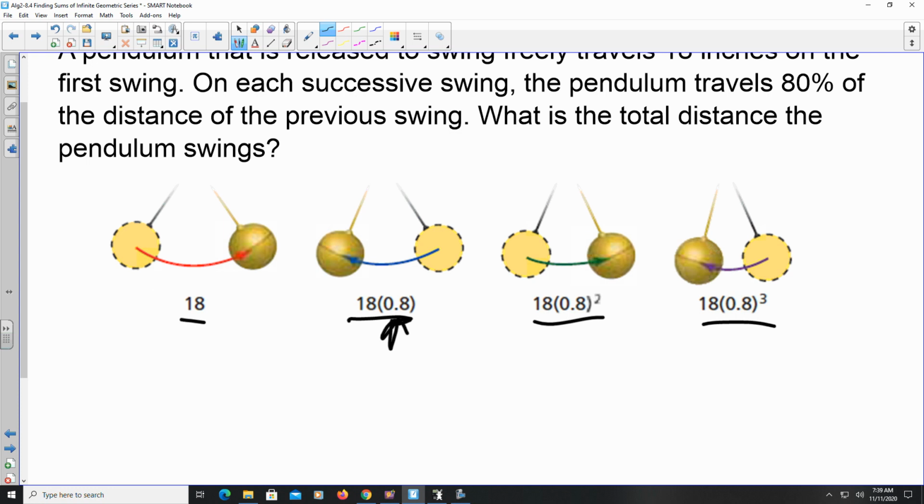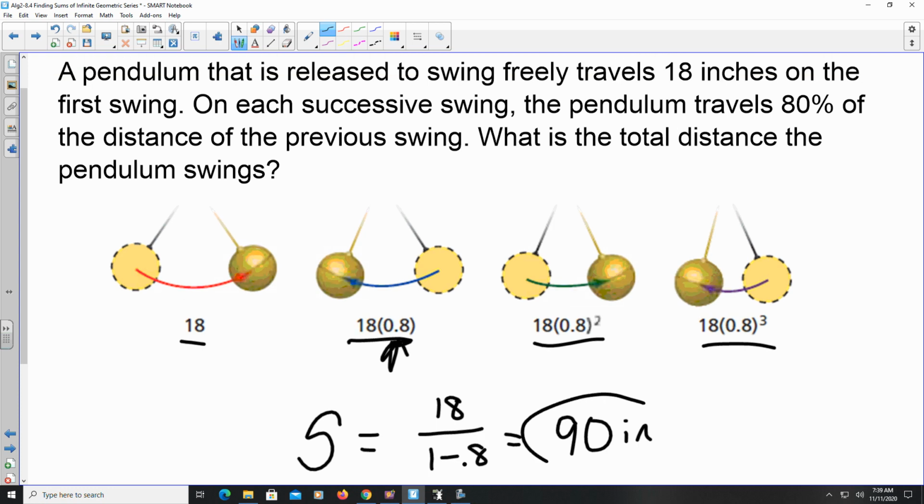So to figure out the total distance, what we're going to do is take the series, and it's going to be equal to a sub 1, which is 18, divided by 1 minus 0.8. 18 divided by 1 minus 0.8 gets us 90. All right, 90, and it was inches, so 90 inches.